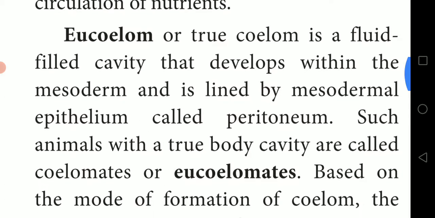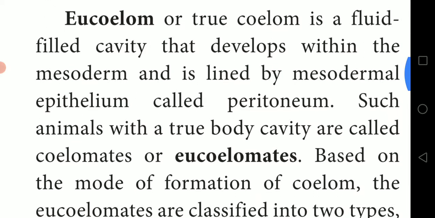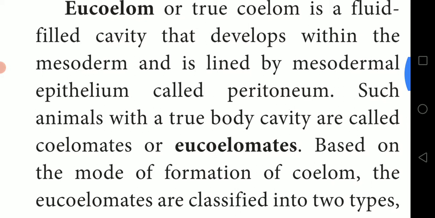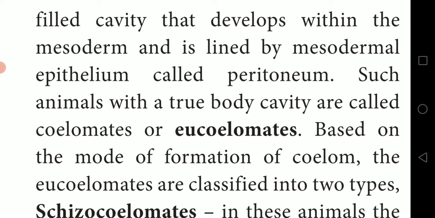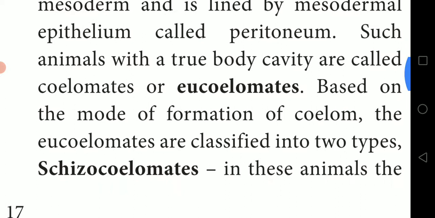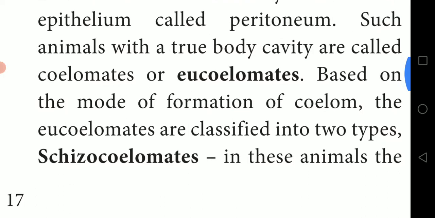The next one, eucoeloms, or we can say true coeloms. True coelom is a fluid-filled cavity that develops within the mesoderm and is lined by the mesodermal epithelium called the peritoneum. They'll ask you peritoneum as an important 2-mark question. So the true coeloms are only in the eucoelomates. The fluid-filled cavity develops within the mesoderm, and the mesodermal epithelium is the peritoneum. Important 2 mark, just mark it out.